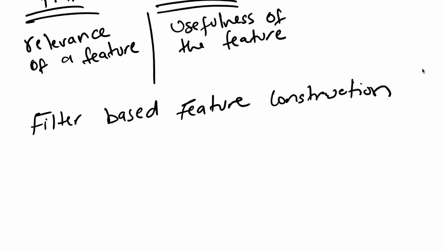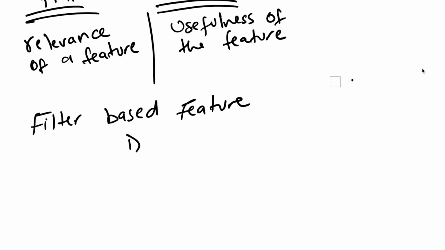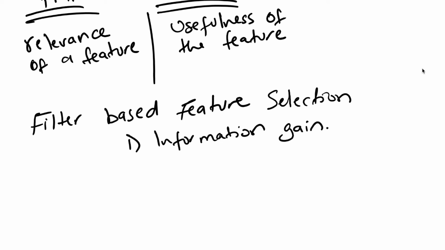So what are the different methods? So the first method you can use to perform a feature construction, sorry guys, it's feature selection. The first way is you can do some sort of information gain, where you can look at the different variables in your data set and see which variable has a higher information gain score.